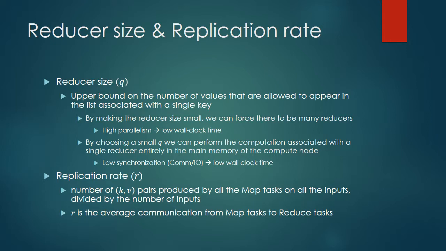It's the number of key-value pairs produced by all the map tasks put together divided by the total number of inputs. Remember that we talked about the complexity being measured in terms of the input to any of the stages. The output of the map is the input to the reduce stage. So this is an indicator of how much the input has grown with regards to the input size as you pass it through the map stage.